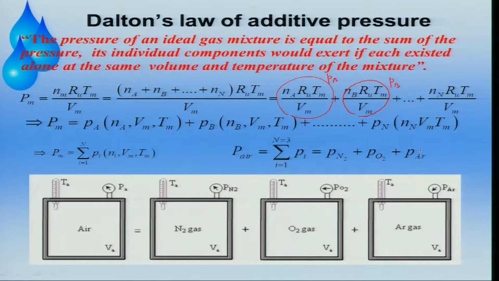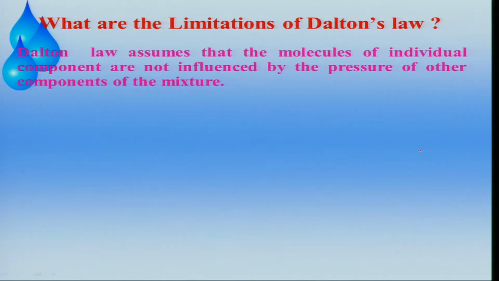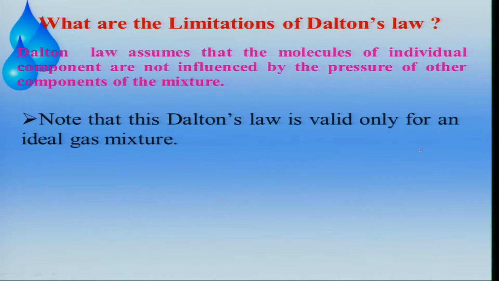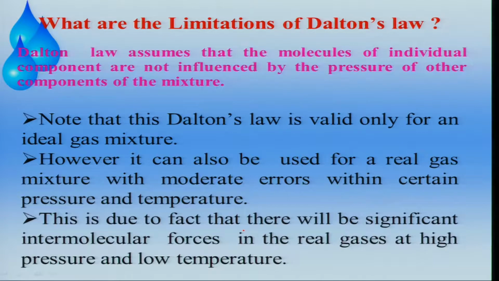Now let us look at the limitations of Dalton's law of partial pressure. Dalton's law assumes that molecules of an individual component are not influenced by the presence of other components of the mixture. In a real situation this assumption may not be true. Dalton's law is valid only for an ideal gas mixture. Of course, you can apply it to a real gas with moderate errors within a certain pressure and temperature range, because at very high pressure and low temperature it will not be valid, and we will not be getting into that regime. This is due to the significant intermolecular forces in real gases at high pressure and low temperature, which are neglected under the ideal gas hypothesis.